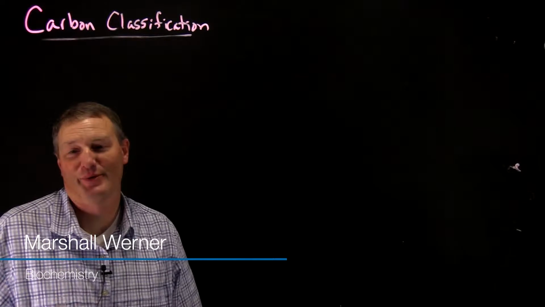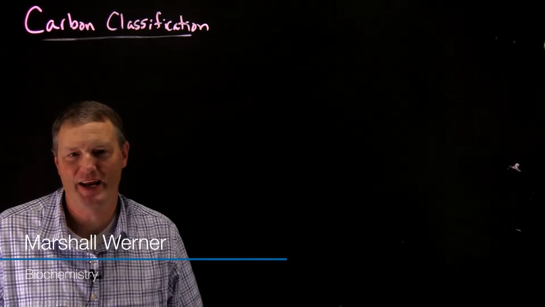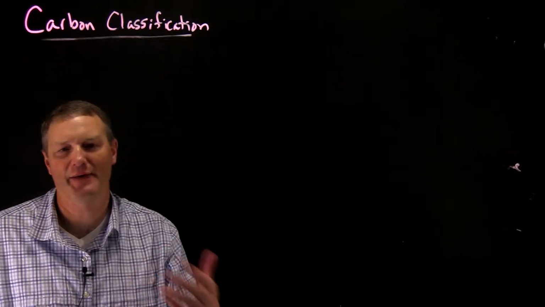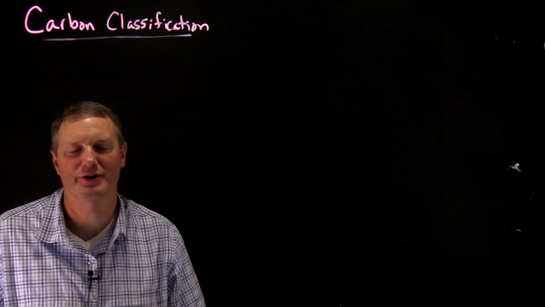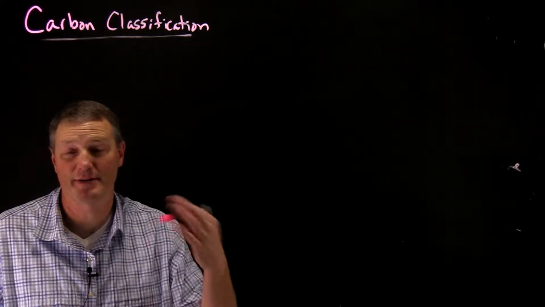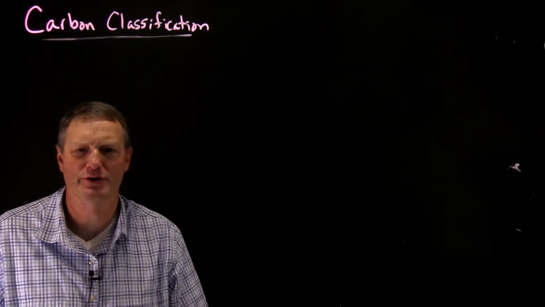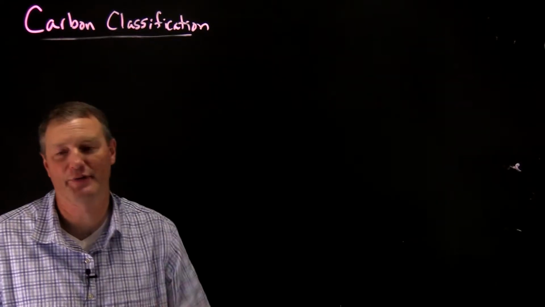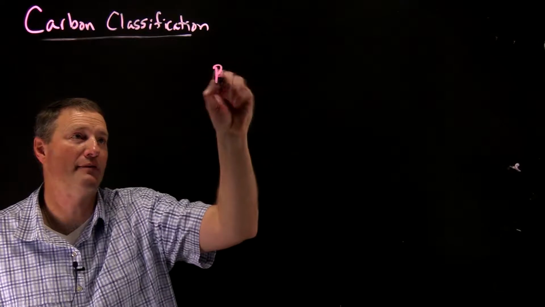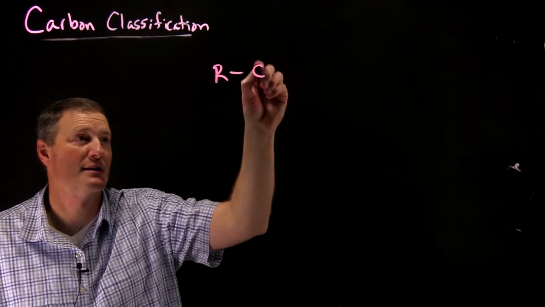Hi, in this video we're going to take a look at carbon classification. We've been looking at basic alkanes and how they can be connected, IUPAC nomenclature. Let's just take a look at how you would classify different carbons. And this does come into play as you start getting more complicated structures, to be able to differentiate between the types of carbon. So you can have several different types of carbon.